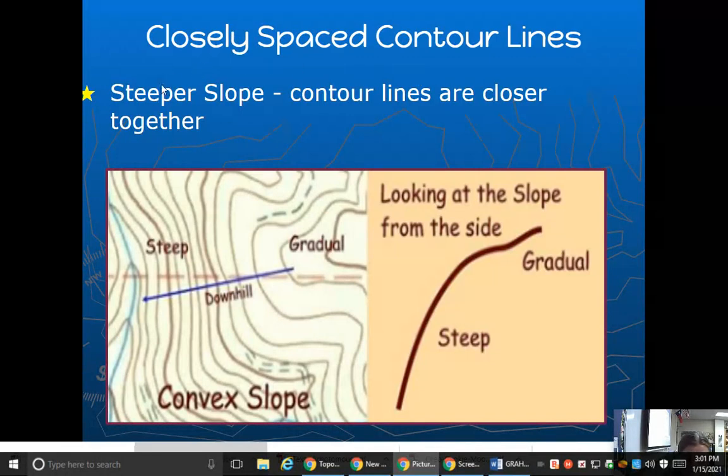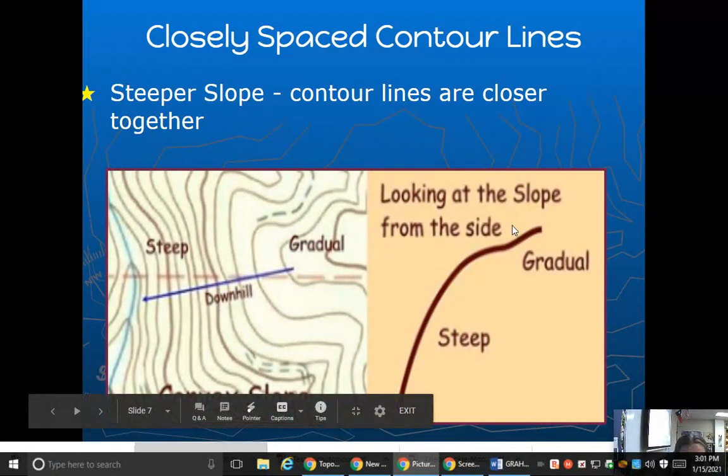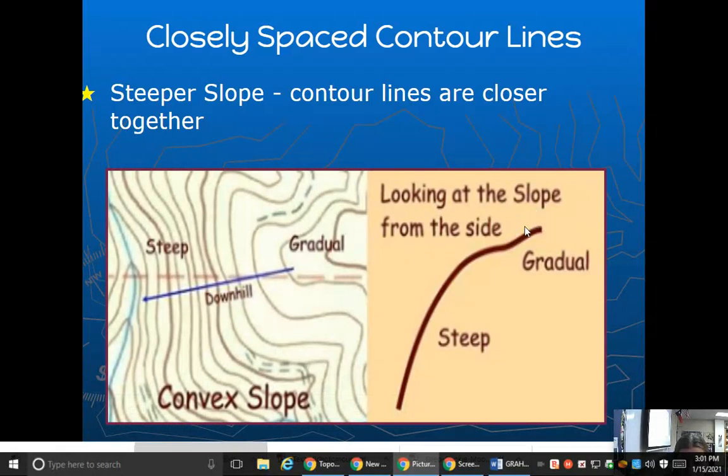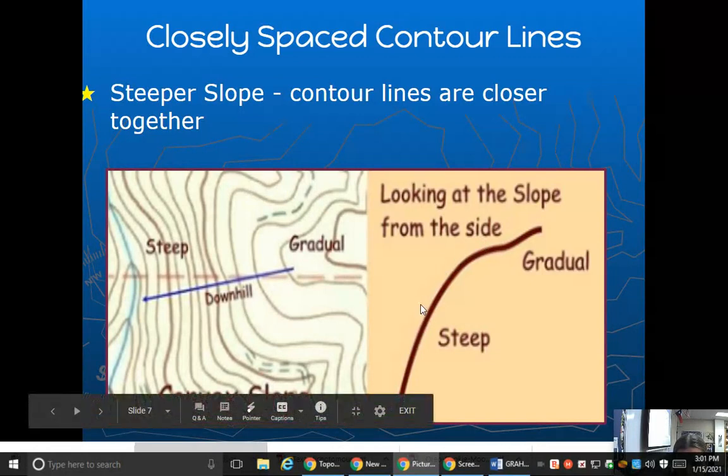Closely spaced contour lines. Steep slopes are when contour lines are close together. So we can understand a mountain is steep when the contour lines are really close together. They're squished together. So what do I mean by steep? Well, if you were riding a bicycle and you start to ride the bike, you're going down a gradual hill. Then all of a sudden you go really steep. So steep is when you'd go really fast on the bike going down.